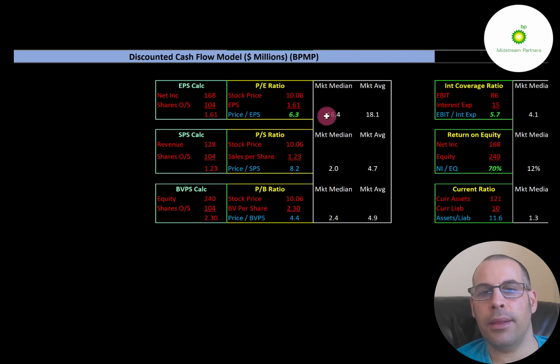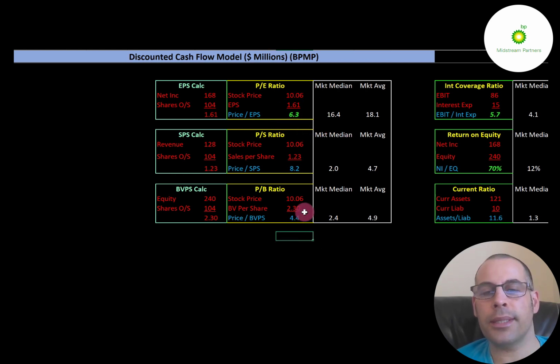Really good PE. The median for the market is 16.4. The average is 18.1. PE is stock price over earnings per share. To calculate earnings per share, that's net income over shares outstanding. I like to see below 15. They're at 6.3. So investors are paying $6.30 for $1 of earnings.